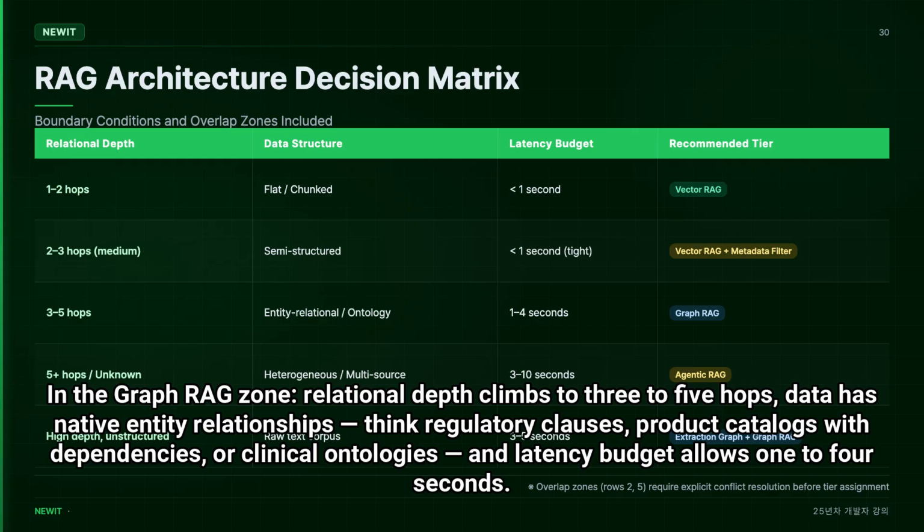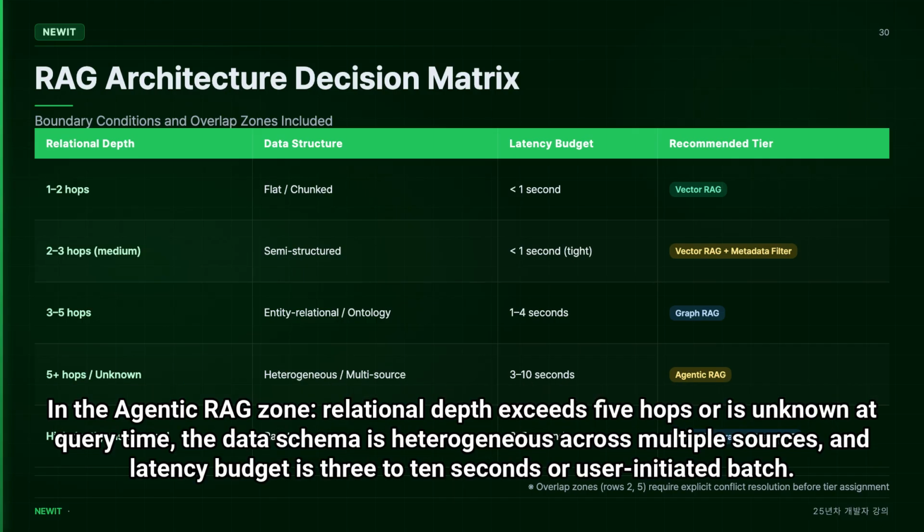In the graph RAG zone, relational depth climbs to 3 to 5 hops, data has native entity relationships. Think regulatory clauses, product catalog dependencies, or clinical ontologies, and latency budget allows 1 to 4 seconds. In the agentic RAG zone, relational depth exceeds 5 hops or is unknown at query time, the data schema is heterogeneous across multiple sources, and latency budget is 3 to 10 seconds or user-initiated batch.